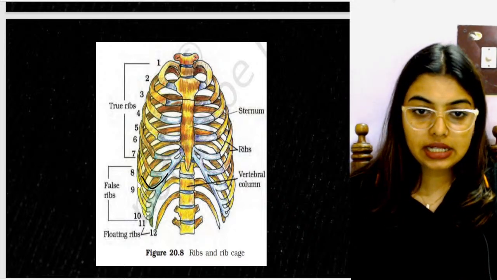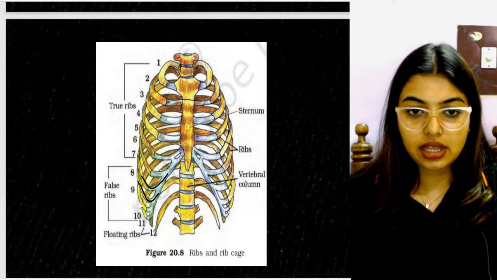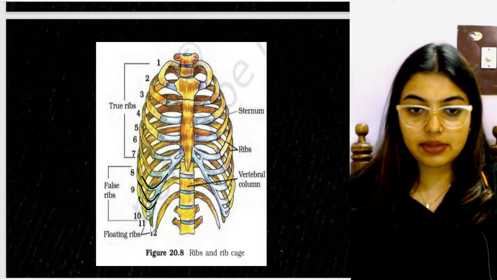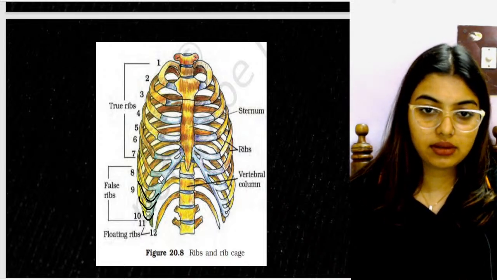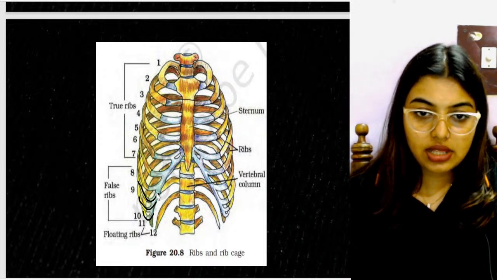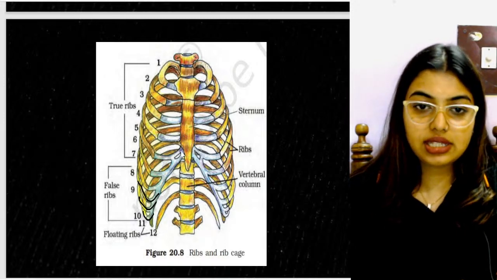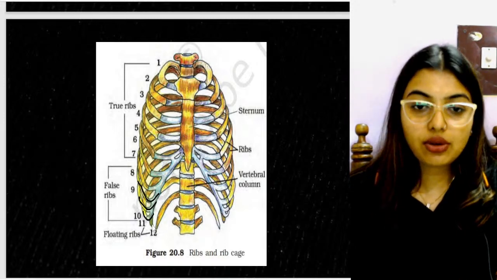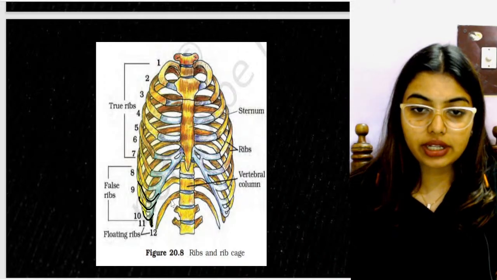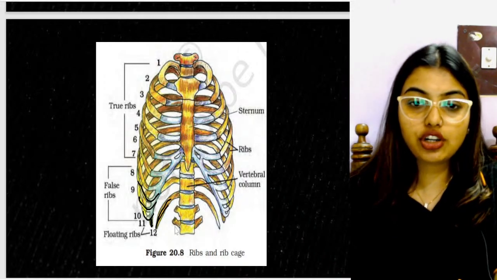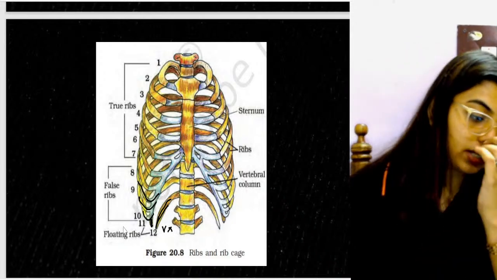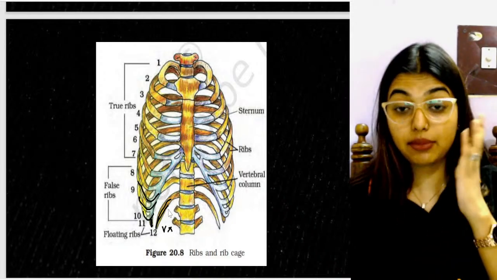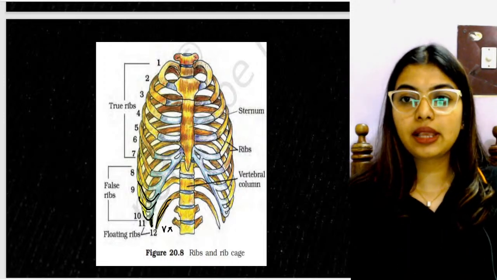The 9th one also is doing the same thing. The 10th one also is doing the same thing. Here you can see all these ribs, so they are attaching to the 7th. Here you can see the connection got over here. Now you see the 11th and 12th, they are floating. They are not at all attached ventrally. So we will call them the false ribs and floating ribs. Clear? Clear all of you?